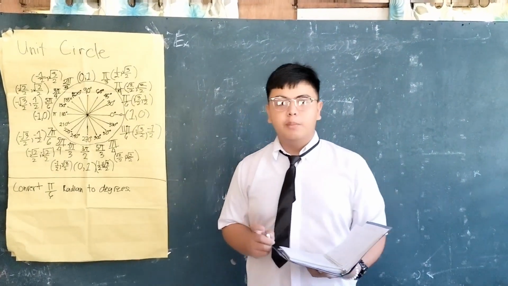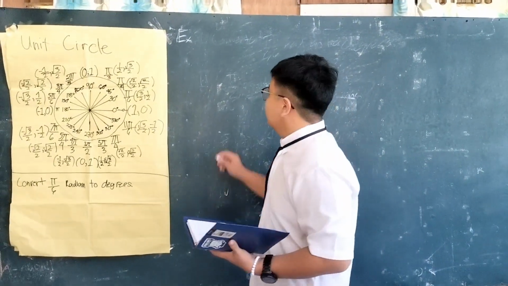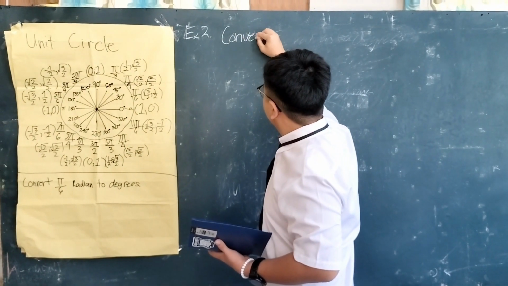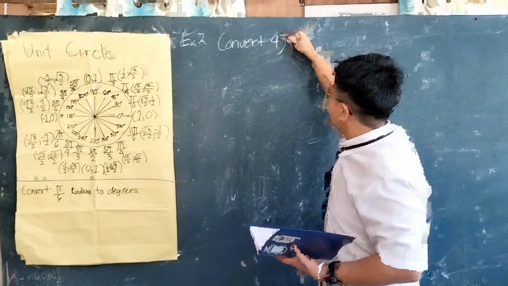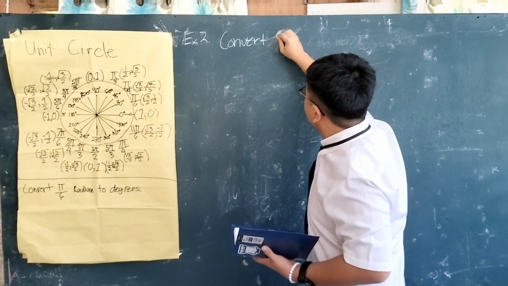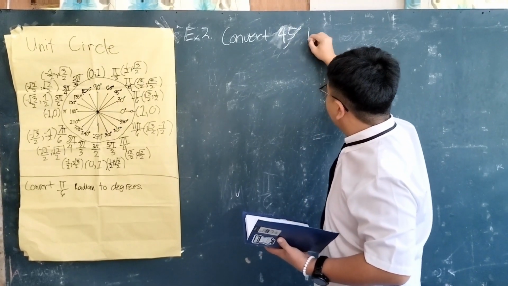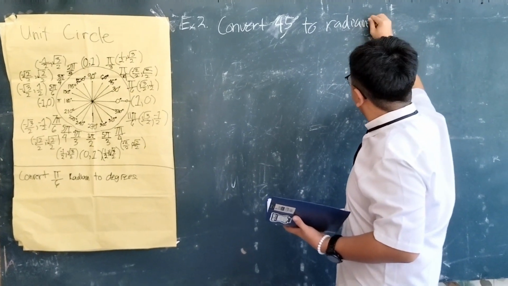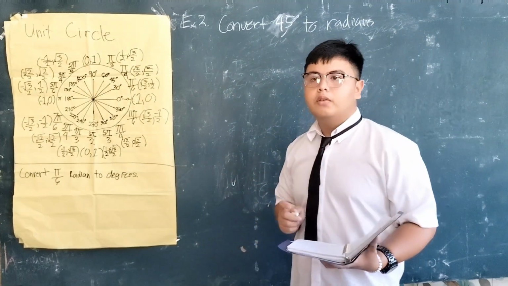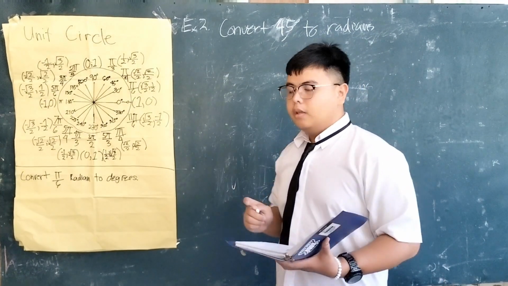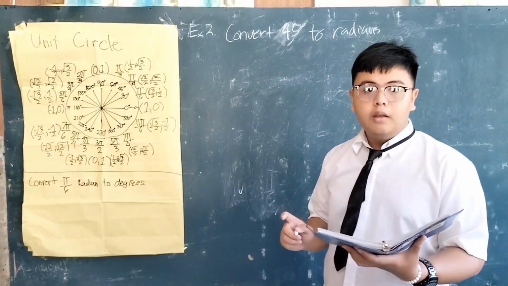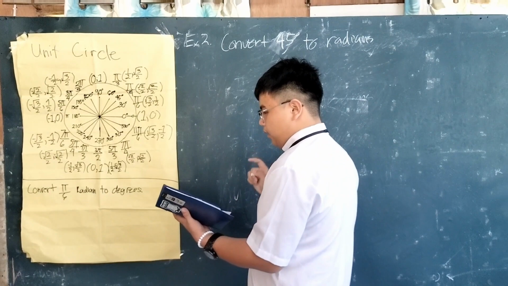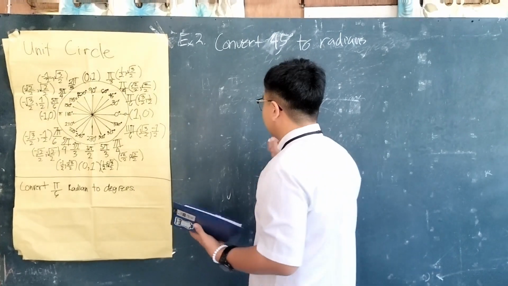And now, let's proceed to problem number 2. Convert 45 degrees to radians. The first step of this conversion is to multiply the degree measure by pi radians over 180. It is the formula for converting degrees to radians.